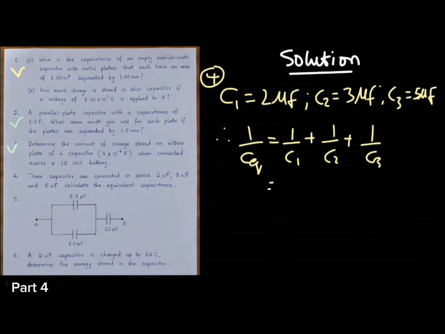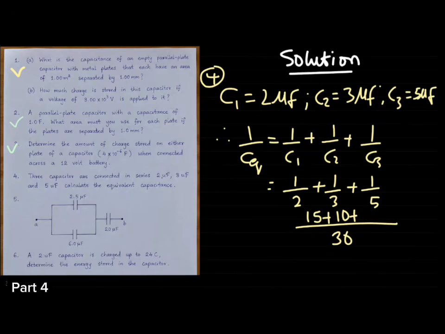How do we solve this? 1 all over 2 plus 1 all over 3 plus 1 all over 5. You look for the LCM, or you just solve directly by using 1 divided by 2 and get your answer, or you look for the LCM of 3, 2 and 5. So looking for the LCM of 3, 2 and 5, we'll have 30. 30 going to 2 is 15, plus 30 going to 3 is 10, plus 30 going to 5 is 6.